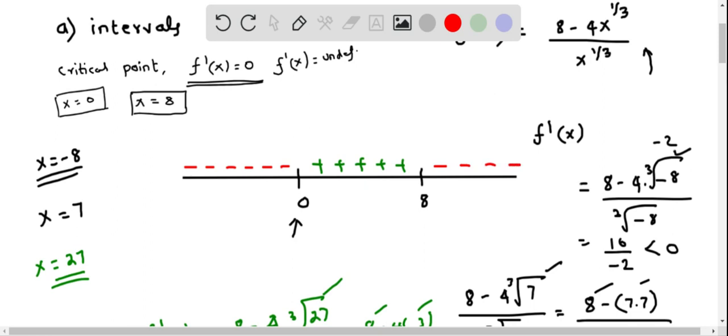This means we can now say that whenever the first derivative is negative, it is decreasing. So we can see that it is decreasing. Remember that at x equal to 0, it is undefined. That means we have a vertical tangent, so we can mark it like this. And at x equal to 8, the derivative is 0, so we have a horizontal tangent. And afterwards, it is decreasing. So it is like this.